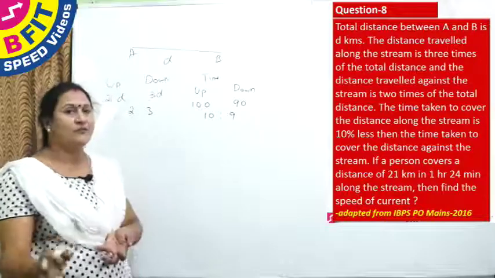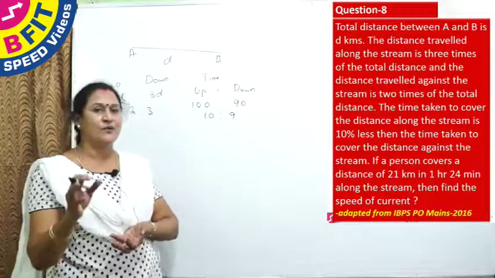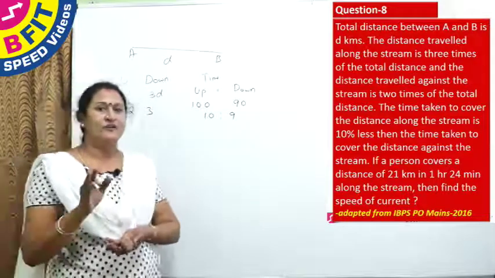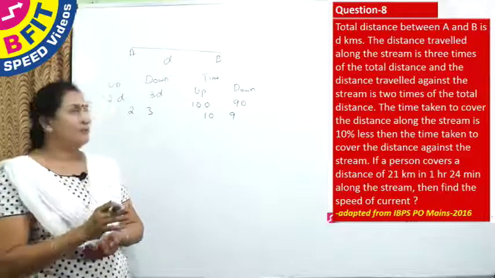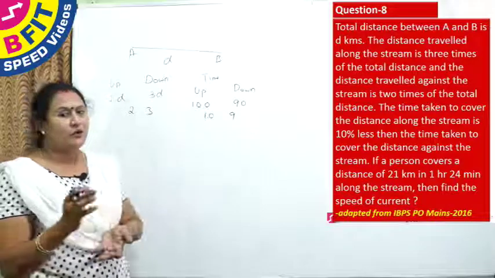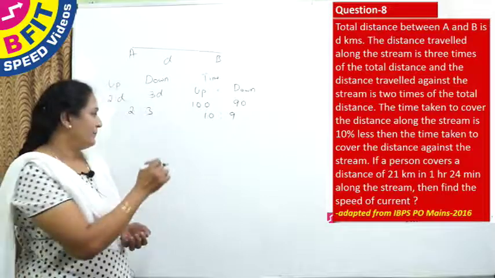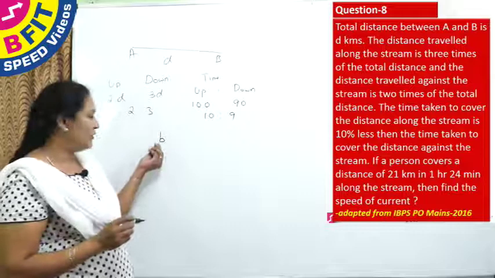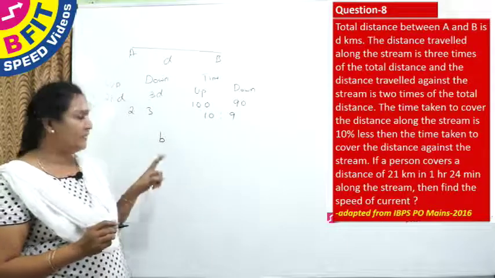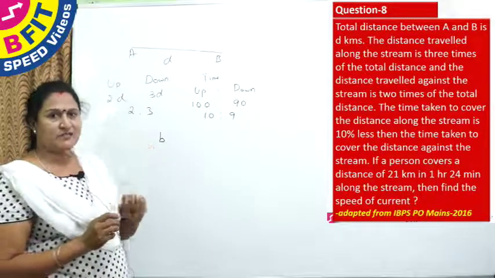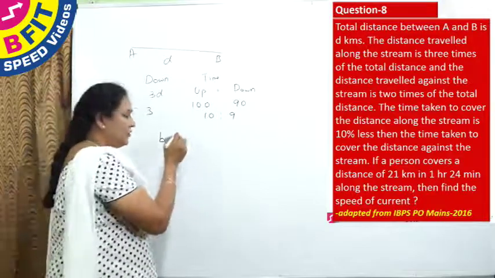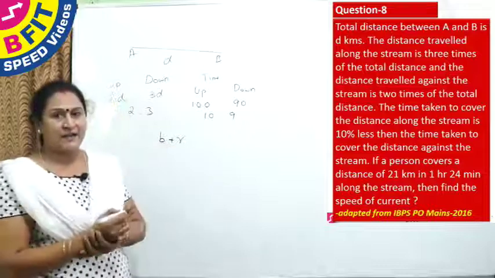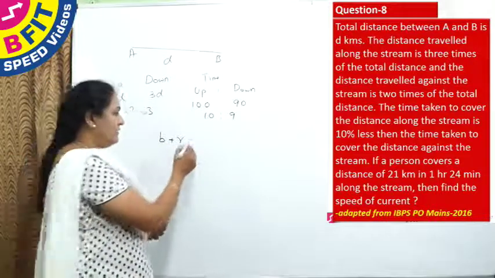And now we'll come to the real working. So what is the question given? A person covers 21 kilometers in 1 hour 24 minutes along the stream. Along the stream is downstream. How to calculate downstream speed? We'll take B as speed of the person in still water and R as speed of the stream. So for downstream, both the speeds added up will be downstream speed.